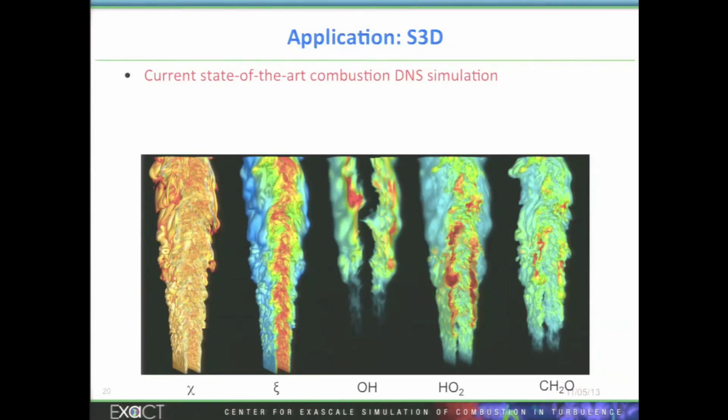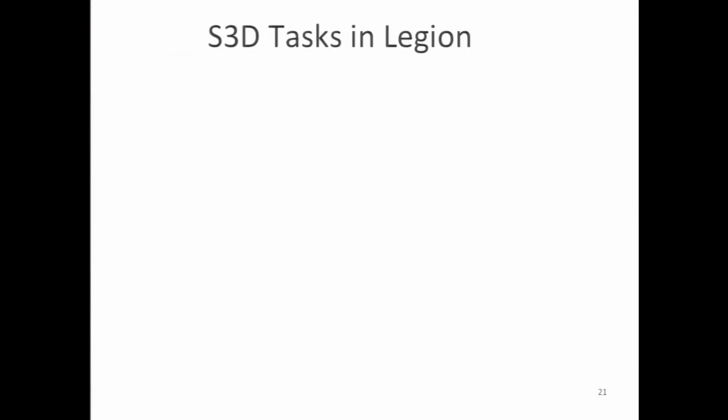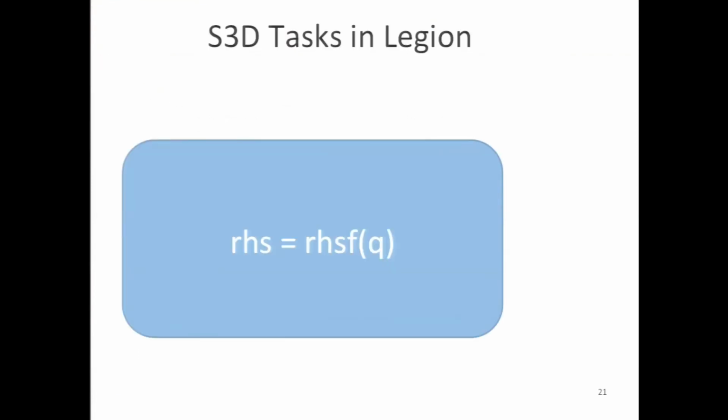We thought we'd try this on S3D, which is my DNS code. It's about 100,000 lines of Fortran coupled with MPI currently. It uses an explicit method. It has lots of phases, lots of potential parallelism that can be exploited. In Legion, they found that 97% of the work is done in the advancement of the right-hand side, which advances the conserved variables in time.